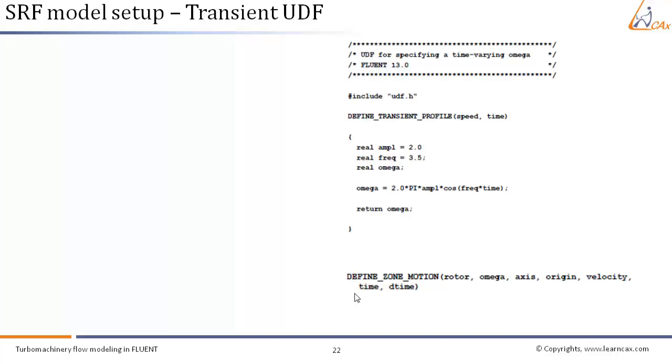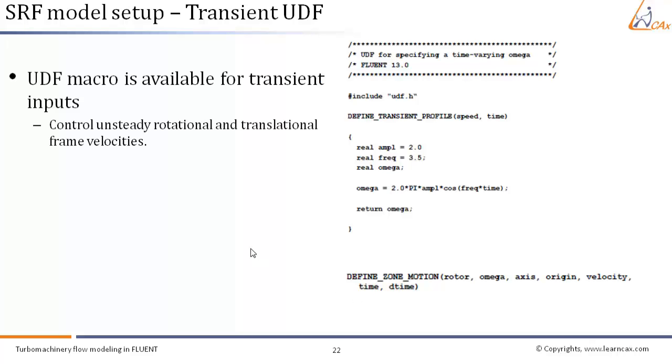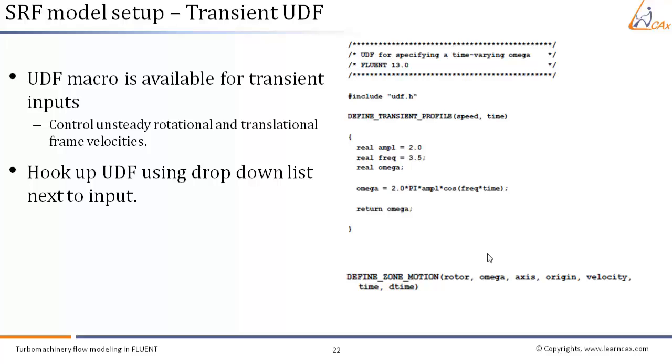Now there is also a UDF for transient inputs for the moving reference frame. A UDF macro is available for this. This will allow you to write UDFs to control unsteady rotational and translation frame velocities. The physical time occurs in the argument list, and the function returns the unsteady variable. The zone motion function option enables the use of a single macro to set all frame motion inputs. This is more convenient than writing separate functions.